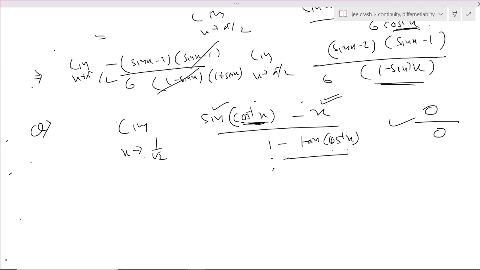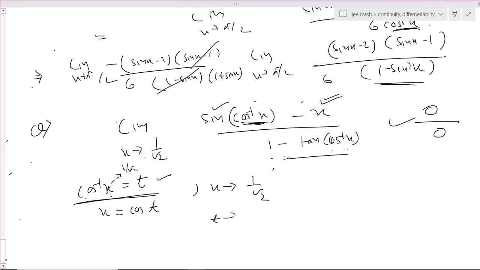So I find that a bit lengthy. What I can do is, if you remember investigo, this is the main weapon we have. So cos inverse x is t. So x is cos t. So how will the limits change? If x is 1 by root 2, then t will be pi by 4, right?